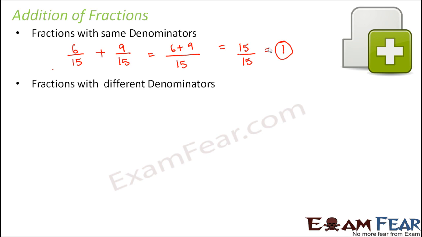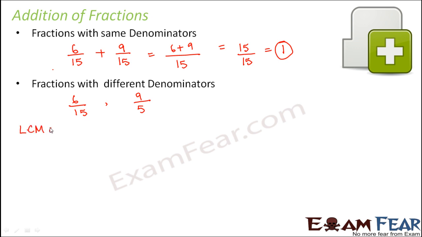What about fractions with different denominators? That is the unlike fractions. For example, you have one fraction 6 by 15 and the other fraction is 9 by 5. So they are different denominators. So here also we will follow the same approach. We are going to convert them into like fractions. How do we convert them into like fractions?